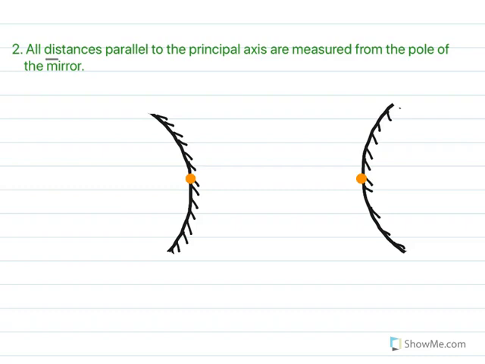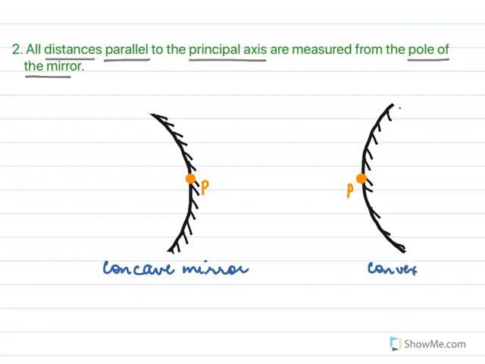The next convention is that all distances parallel to the principal axis are measured from the pole of the mirror. First, let's denote the pole of the mirror. The pole of the mirror is the middlemost point of the mirror. So here is a pole, and in this case, this is the pole. Let's name the kinds of mirrors. Here we have the concave mirror. This is the convex mirror, bulging outside. Now we have done the pole of the mirror.